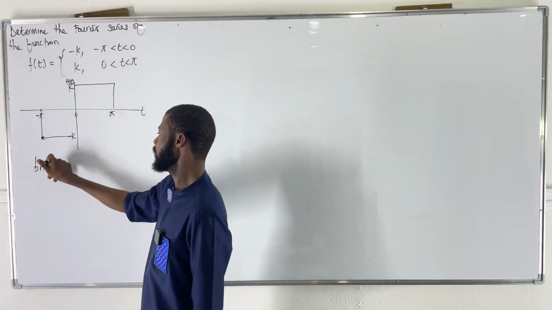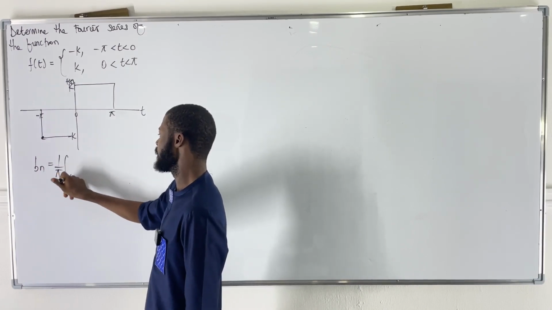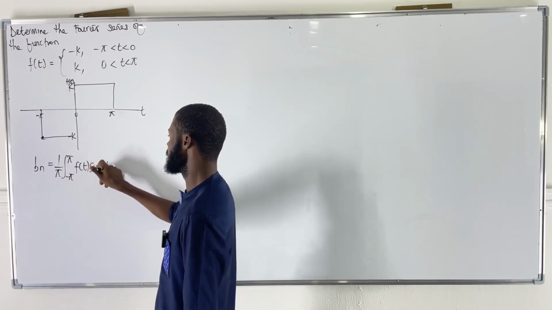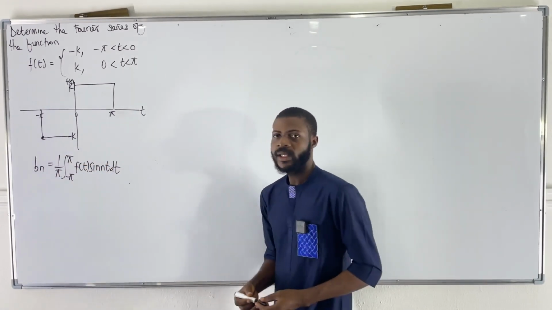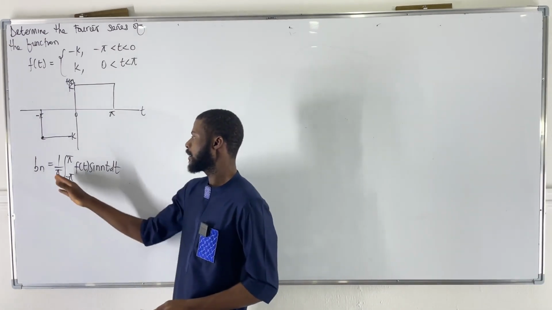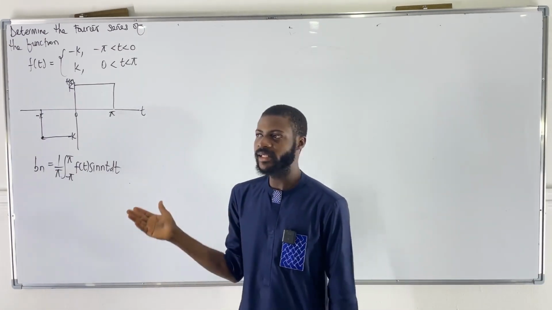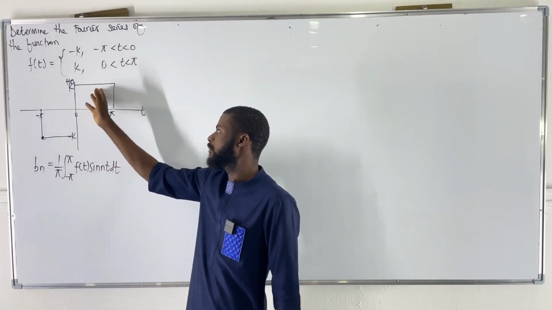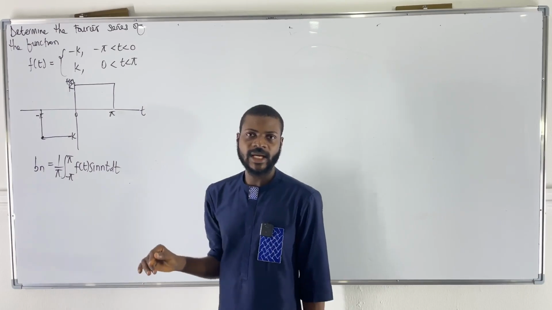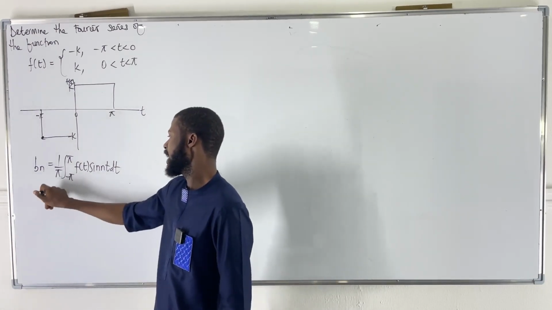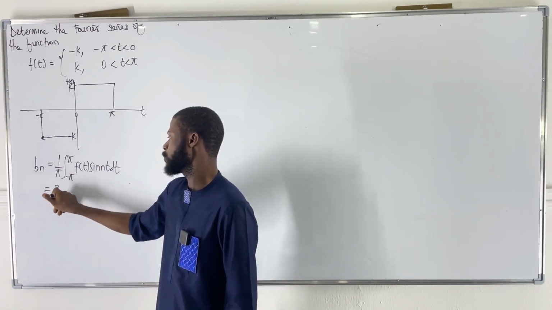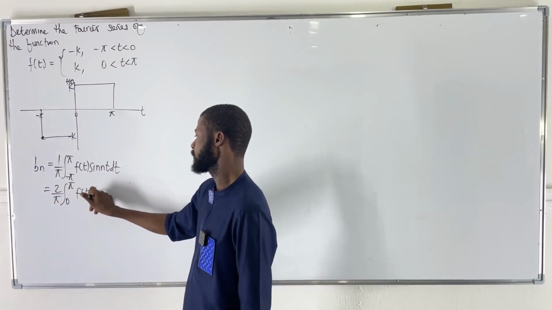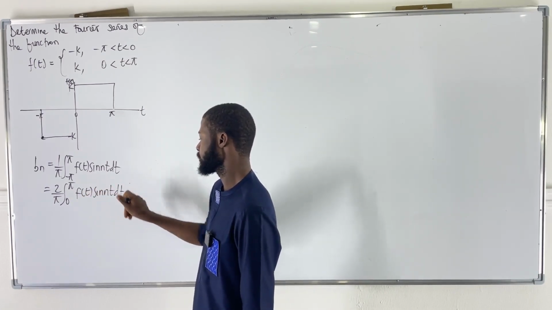So b sub n is 1 over pi, integral from minus pi to pi of f of t sine nt dt. But since I am only looking for b sub n, I can take the half range of the whole function, because this and this are the same. So I can just do one part only. By taking the half range, I need to multiply by 2. So this is 2 over pi, integral from 0 to pi, f of t sine nt dt.